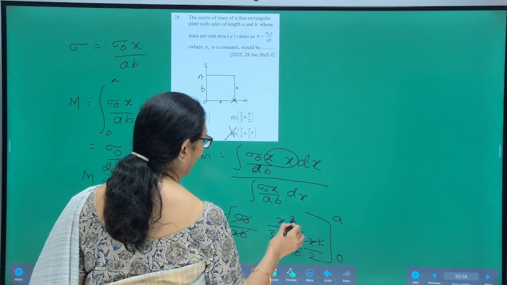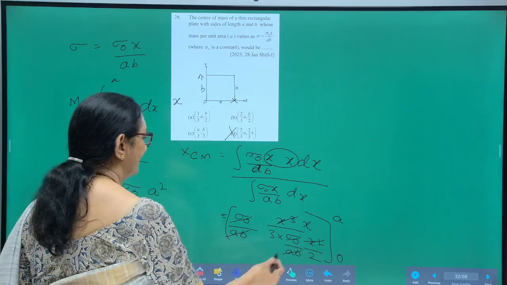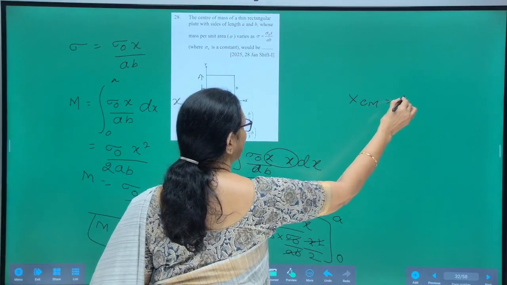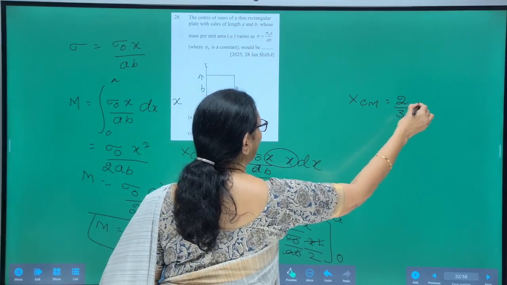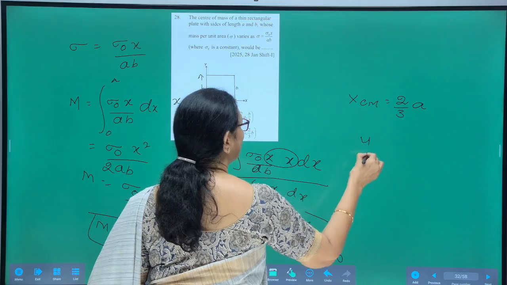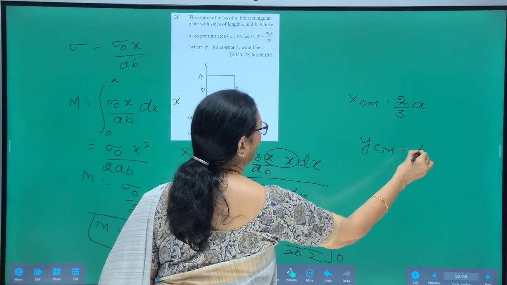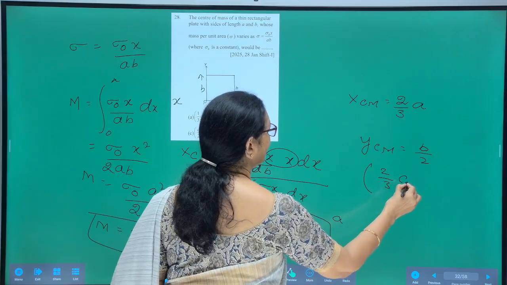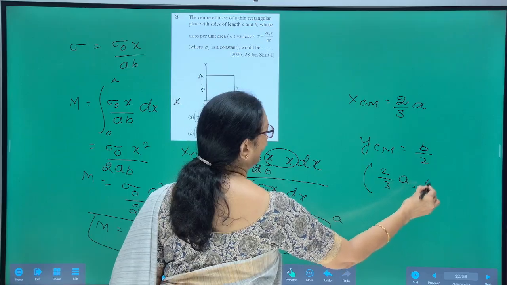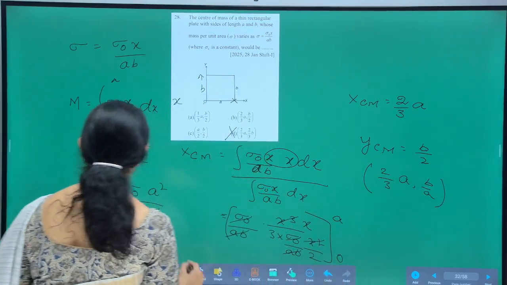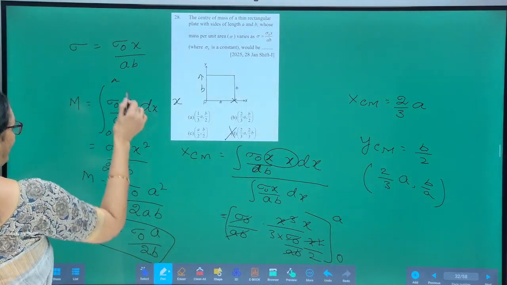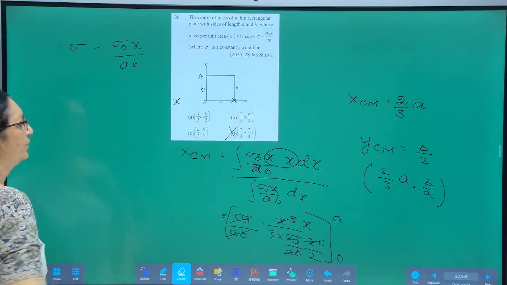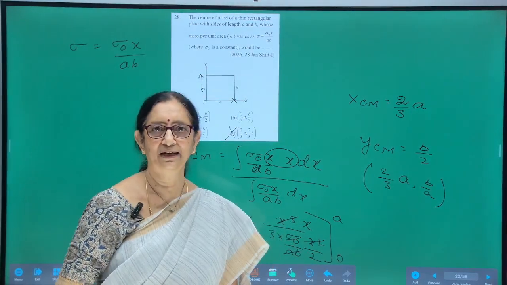X cube by x square, it becomes x. This 2 goes to the numerator. X center of mass is 2 by 3 into A. Y center of mass is just at the midpoint, that is equal to B by 2. The coordinates of center of mass are 2 by 3A comma B by 2. That is it. Actually, you need not find this, this step is unnecessary. You need not do it separately, straight away you can do it.